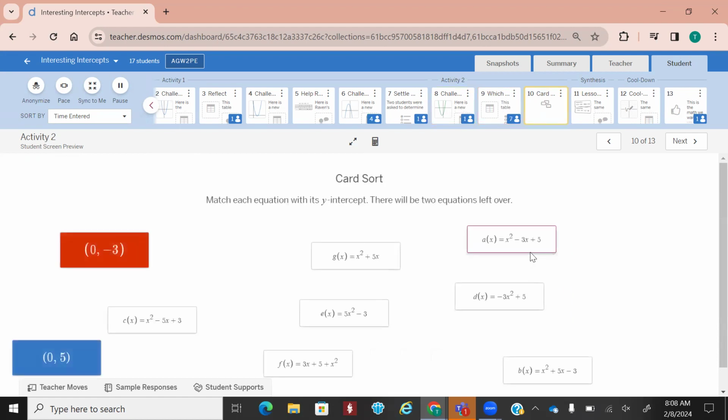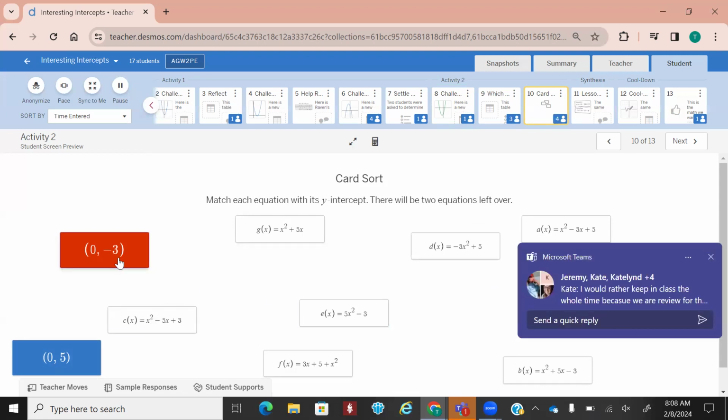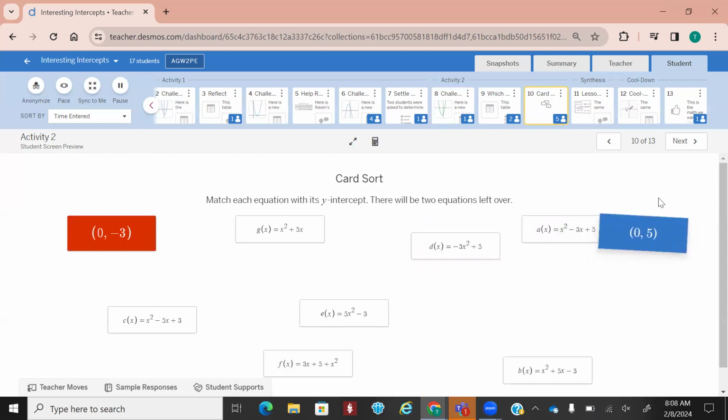All right. So what I want you to do is take these equations and match them up to the y-intercept. Okay, so you're just matching the y-intercept, not the x-intercept, just the y. So it's either going to be 0, -3 or 0, 5. Take a couple of minutes. I want you to stop really quick.